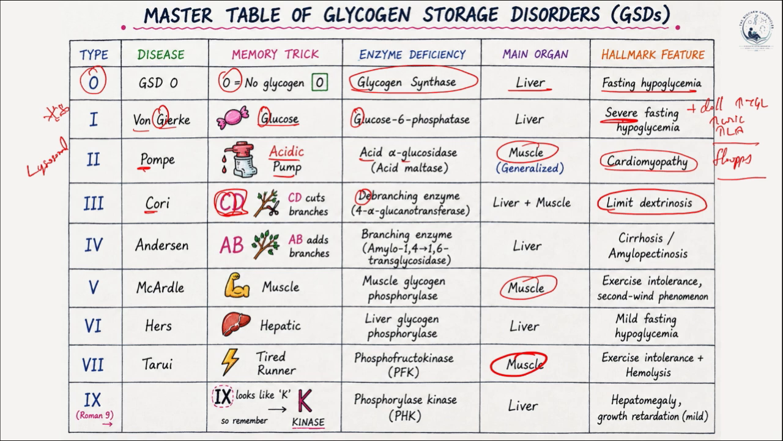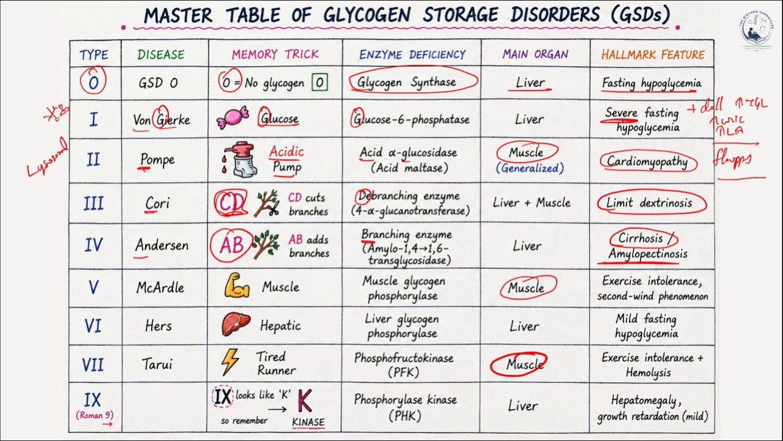Okay. So then we have type 4 Anderson. It is easy to remember AB. AB means Anderson adds branches. Here it is a very severe form of your glycogen storage disorder, where you can see cirrhosis of your liver, and there is accumulation of a product known as amylopectin. Therefore, Anderson is also known as amylopectinosis.